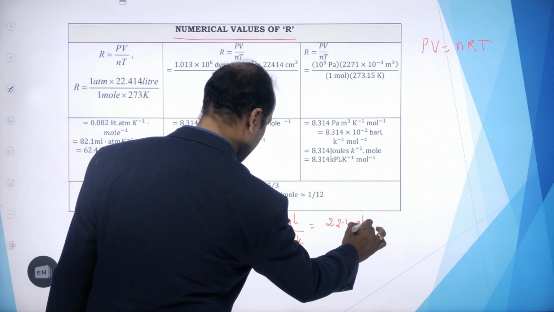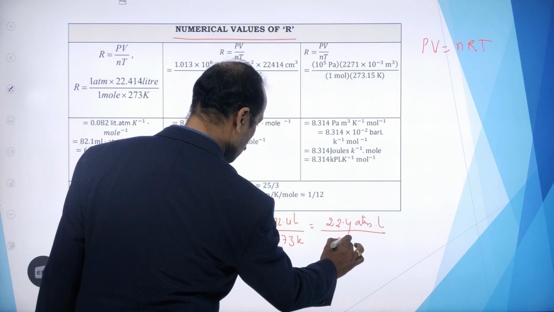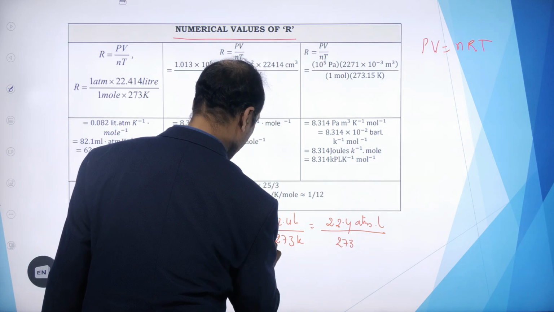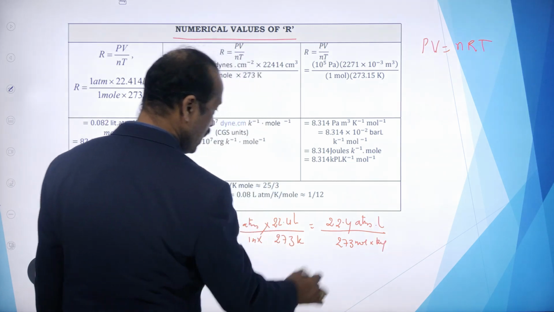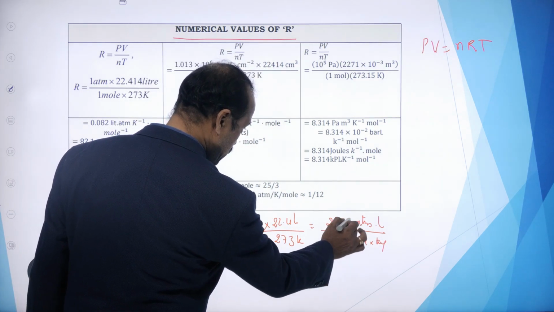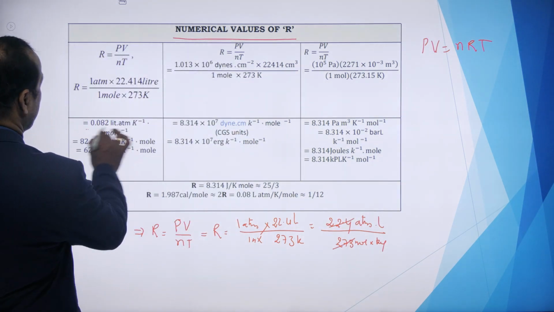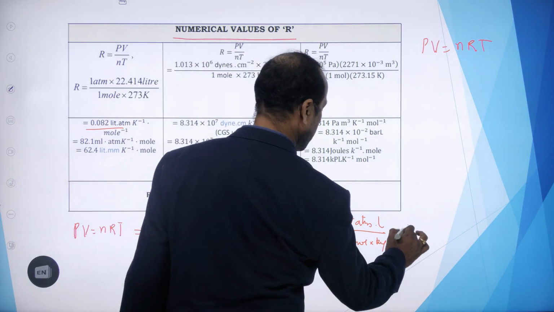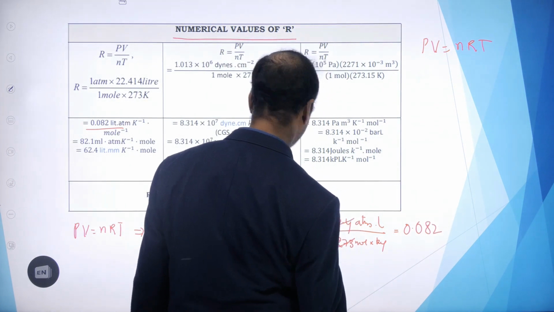Atmospheric pressure in atm, liters divided by 1 mole into 273 Kelvin, right? If you divide 22.4 by 273, you will get 0.082.